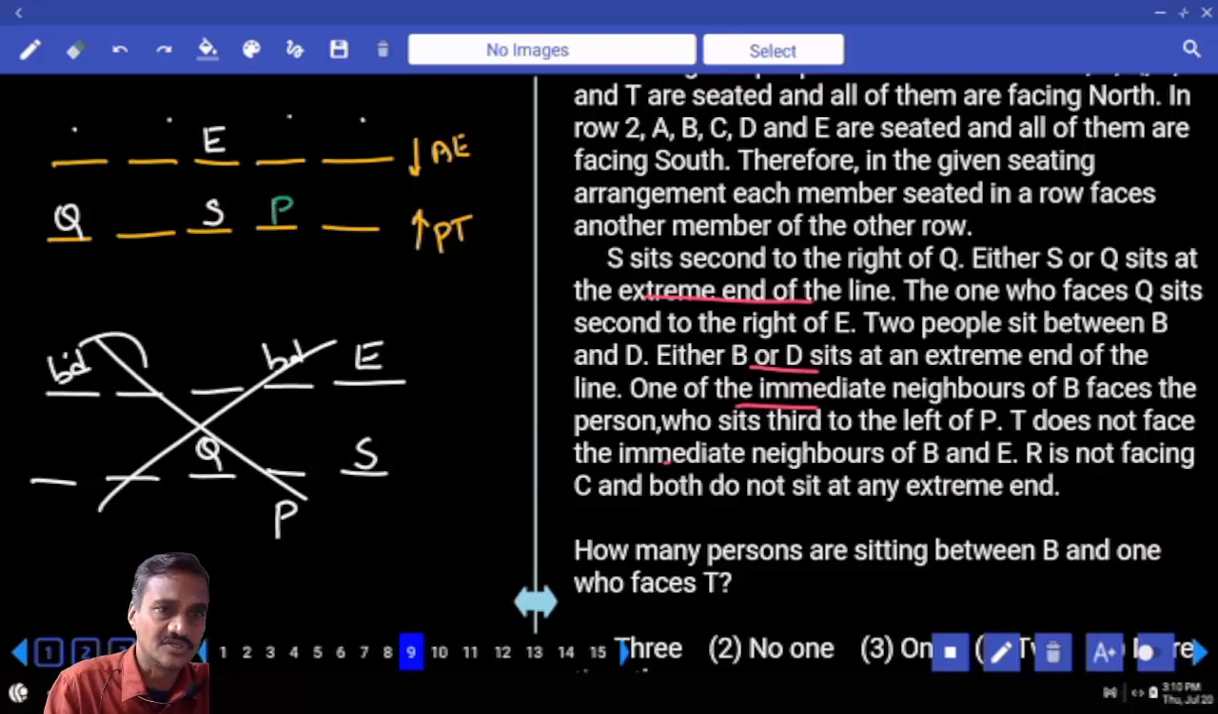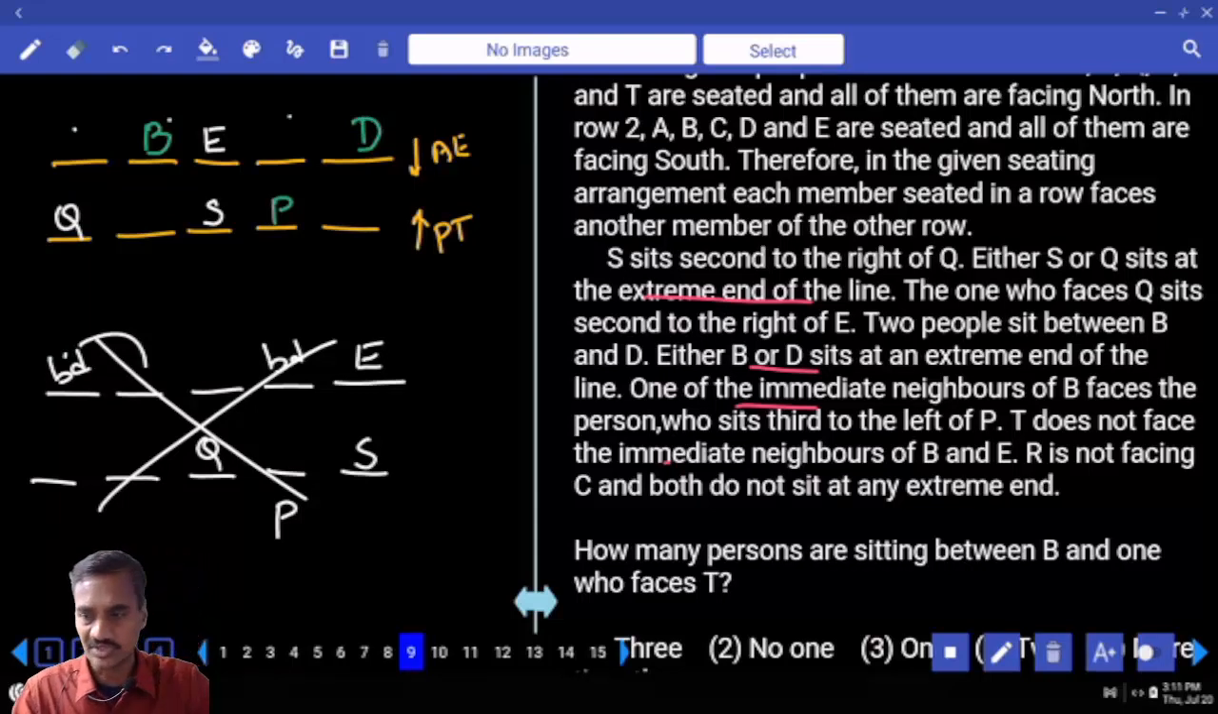Now if P is here, and one of the immediate neighbors of P, the one who is out to the left of P, seated, is facing one of the immediate neighbors of B. Then D will be here. In between B and D, one must be at the extreme end, isn't it?